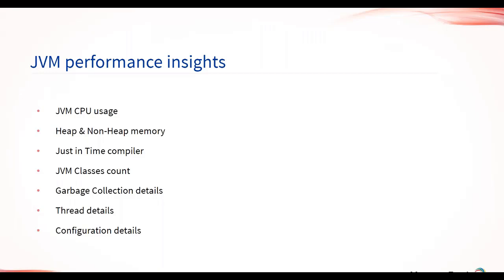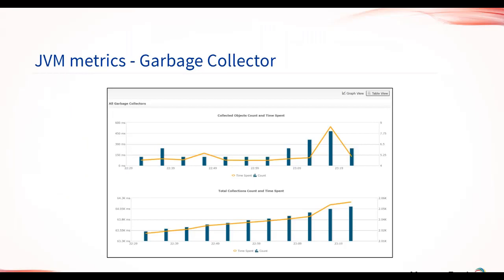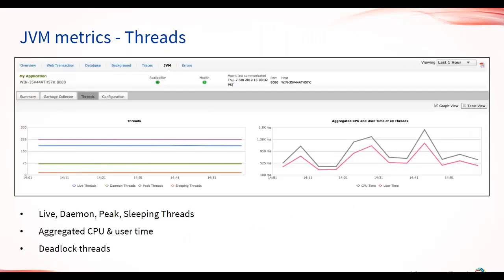Allow me to walk you through a few more slides about the JVM metrics before we go back to the product and see them in real time. So the garbage collection metrics are represented like this in a graphical format, and the thread details are also captured with information pertaining to the status of threads, such as whether the thread is live, whether they are sleeping threads, whether there are deadlock threads, and such information about thread and garbage collection are also available. So allow me to show this to you in the product.